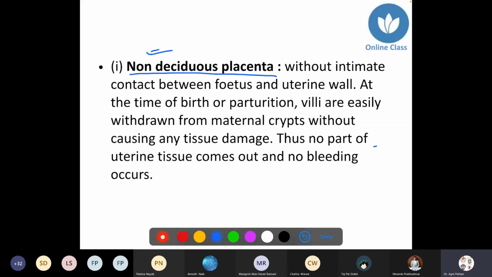Non-deciduous means there is no intimate contact. During the parturition, when the baby is withdrawn, there might not necessarily be damage or bleeding. That type is called non-deciduous. Those are called non-deciduous placenta, where there is no very strong intimacy between the two. During the parturition, there might not be tissue damage or uterine tissue coming out, and no bleeding occurs.